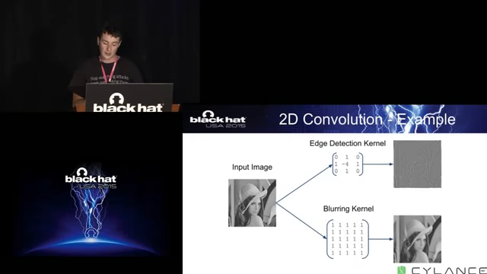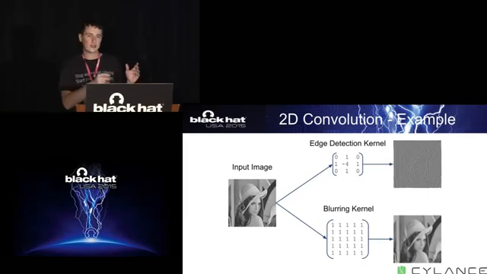You can also use it for blurring. In this blurring example, all you're doing is taking the average of the neighborhood of pixels, and that has the effect of blurring things out when you look at the image.